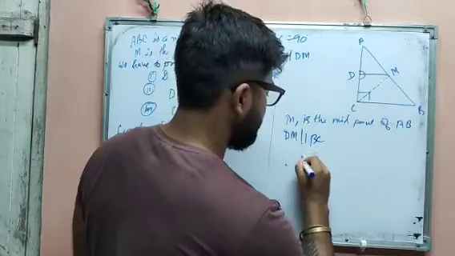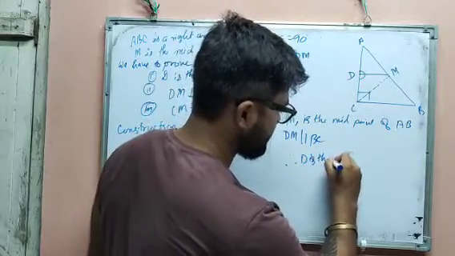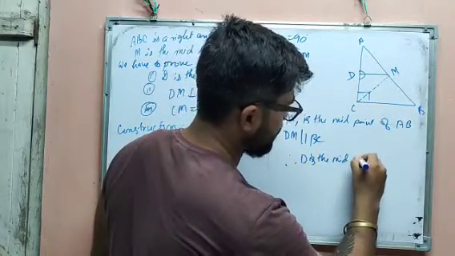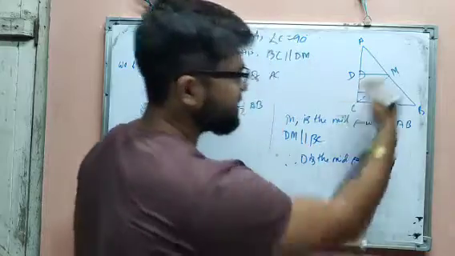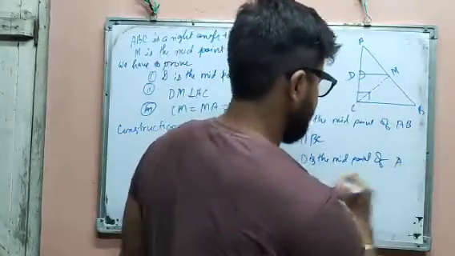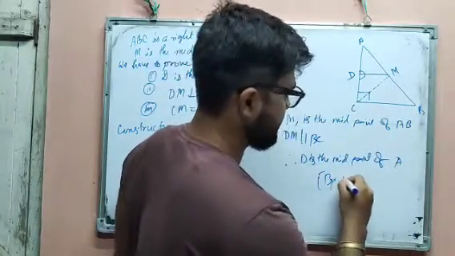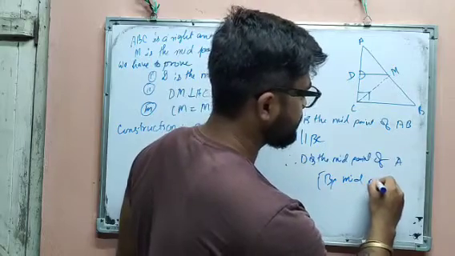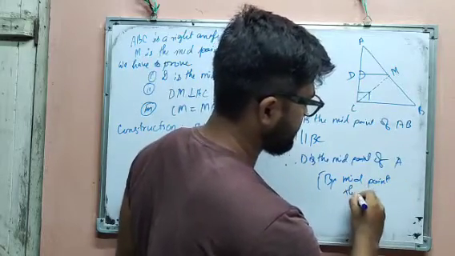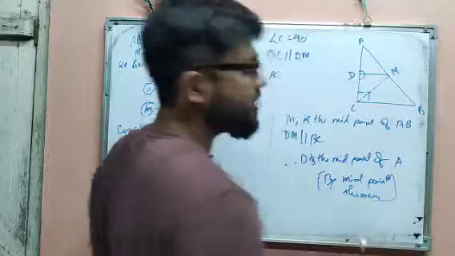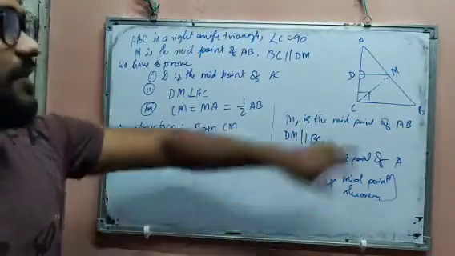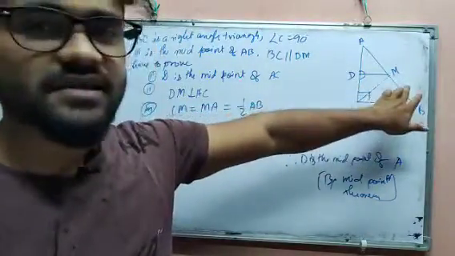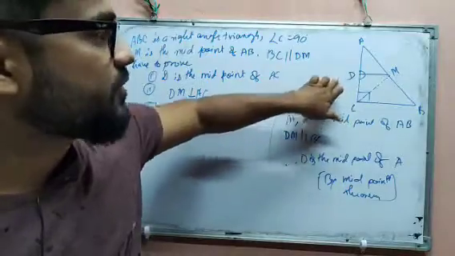Therefore, D is the midpoint of AC by the midpoint theorem. By the midpoint theorem, this is our answer. Why is it equal? Because these two lines are parallel. Also, M is the midpoint, so automatically D will be the midpoint of AC.